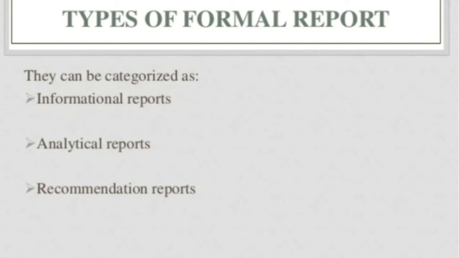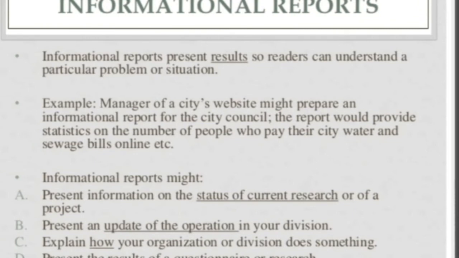These formal reports are divided into three types here. One is informational reports, analytical reports, and recommendation reports. Each report has a different identity here. Informational reports help to pass the information to concerned authorities. The focus is mainly to present the results so that the readers can understand a particular problem or particular situation.